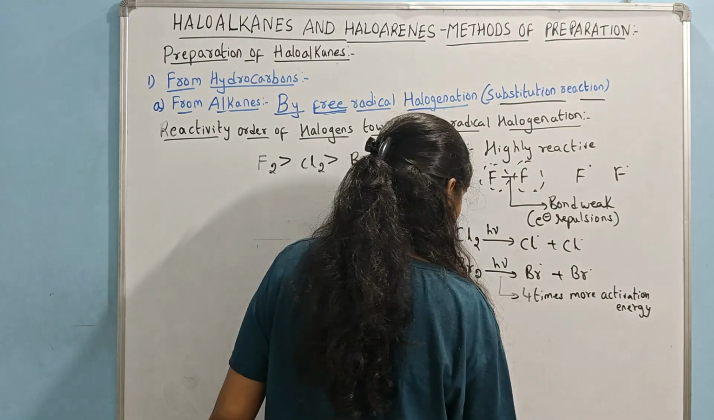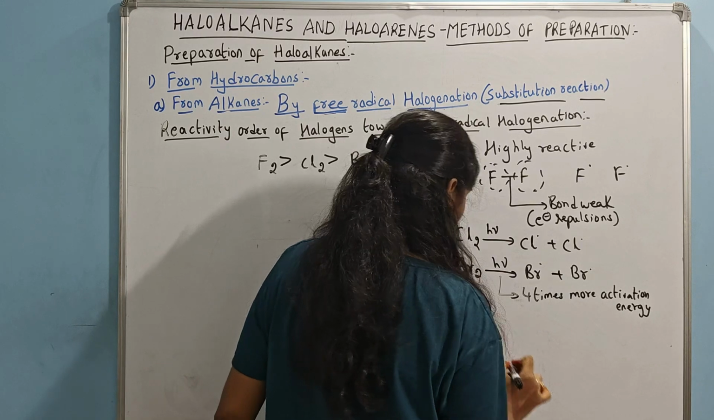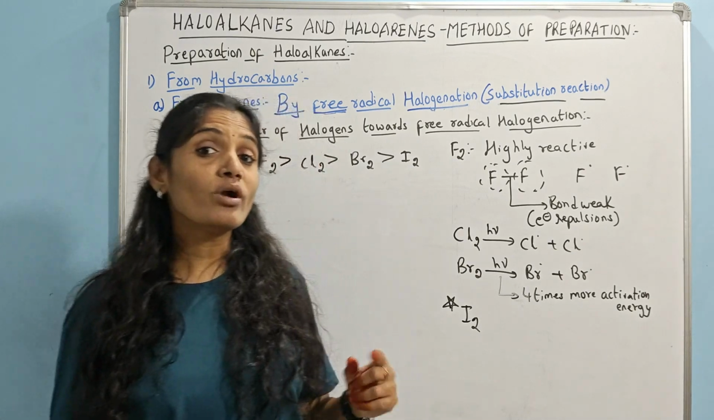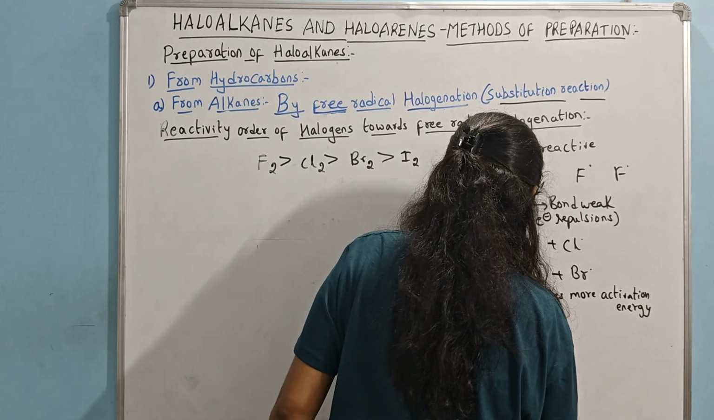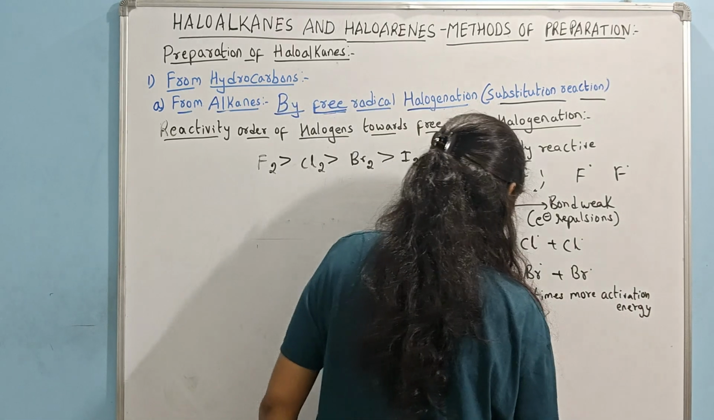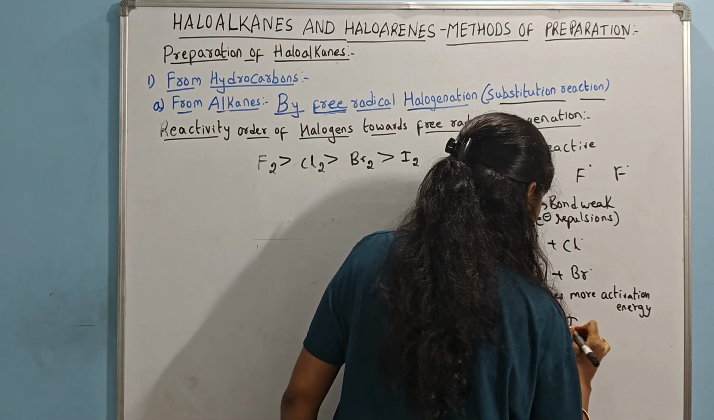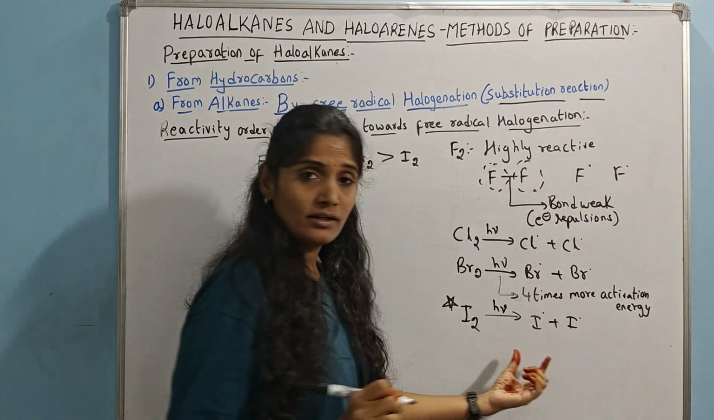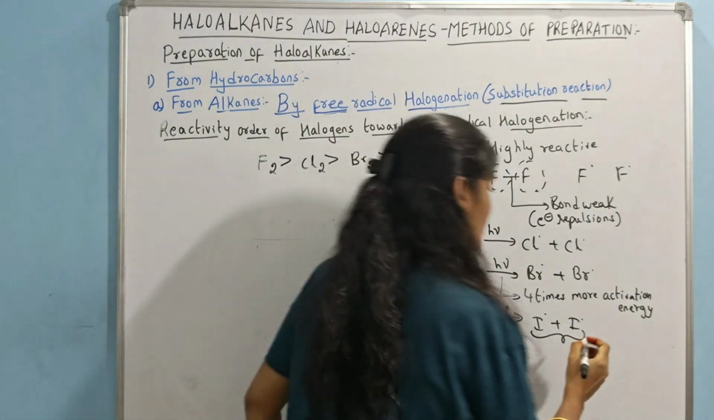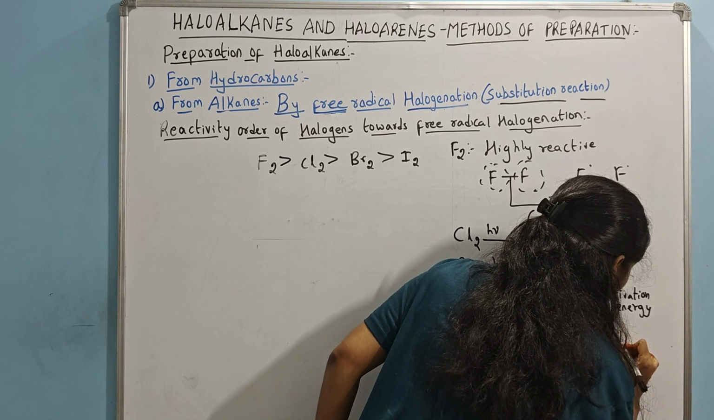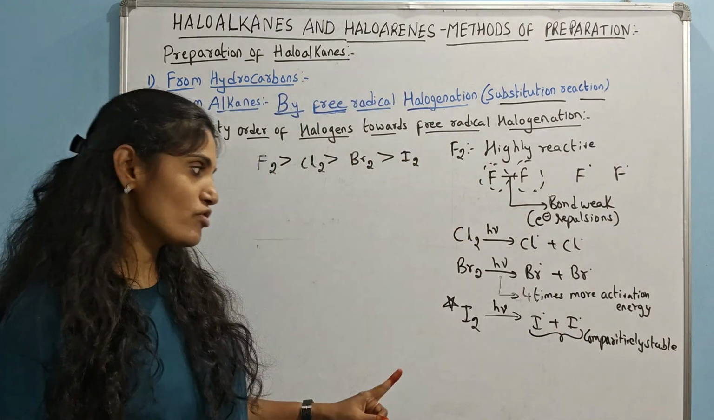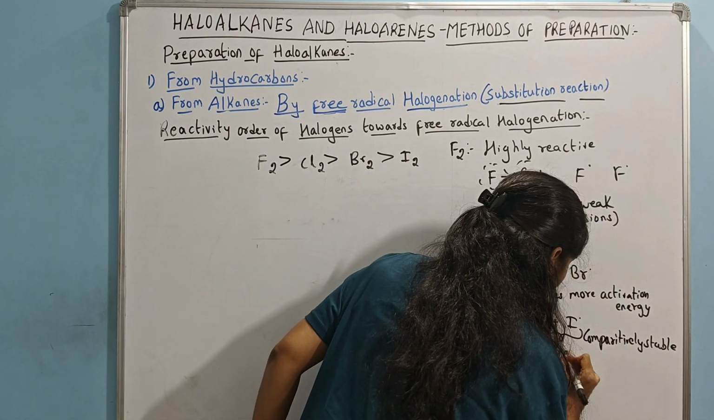Now when you come to iodine, iodine has very important points to remember here. Iodination we usually don't prefer because iodine is not that reactive. Why is iodine not that reactive? Let us see the reasons. When iodine breaks down into iodine free radicals, these free radicals are comparatively stable compared to the other free radicals. Because they are comparatively stable, they become less reactive.